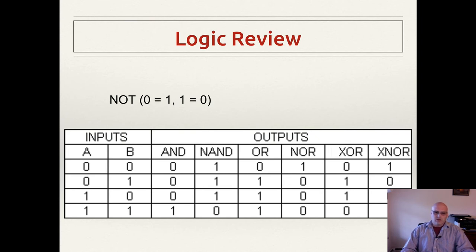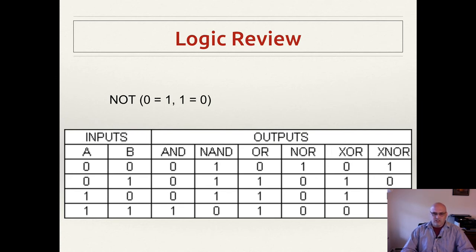OR is basically, zero OR zero, I should say, is zero. Anything else is a one, which means NOR is the opposite, right? NOR is one and zeros.